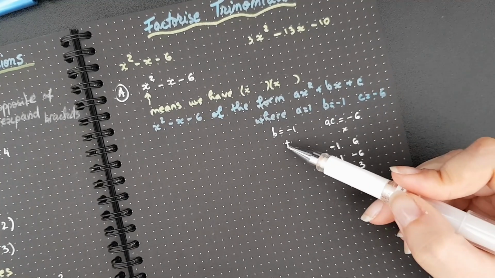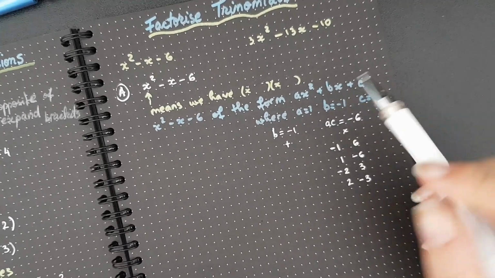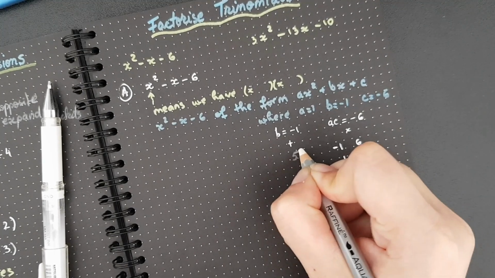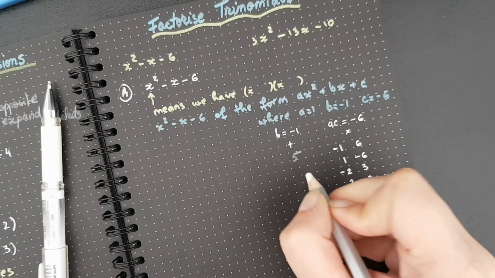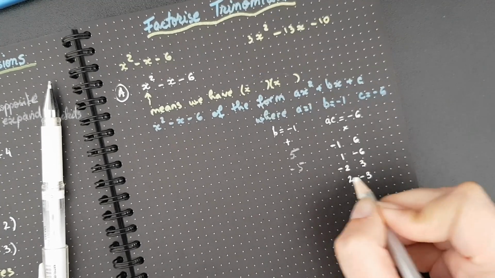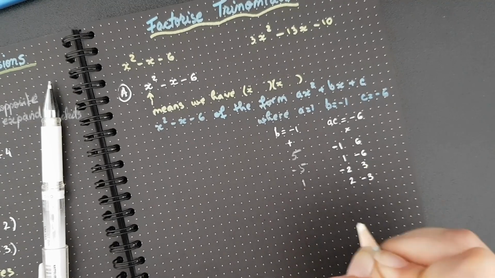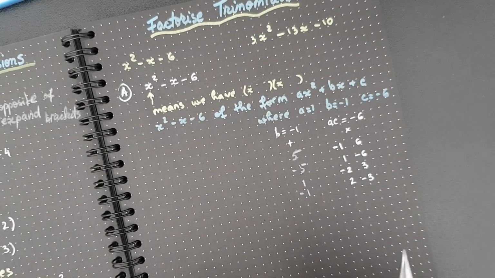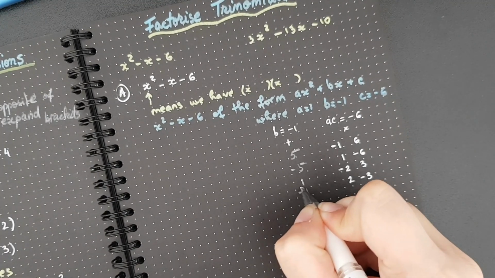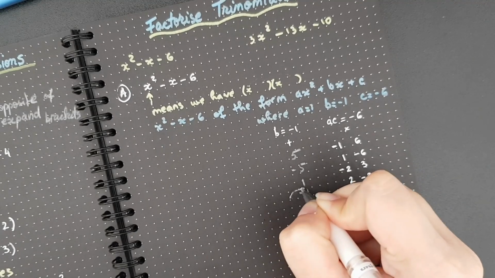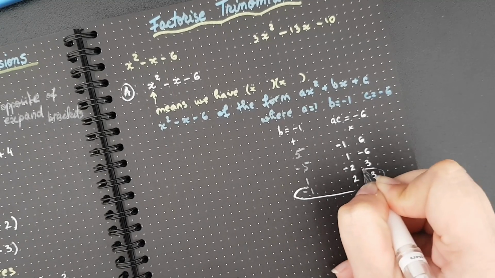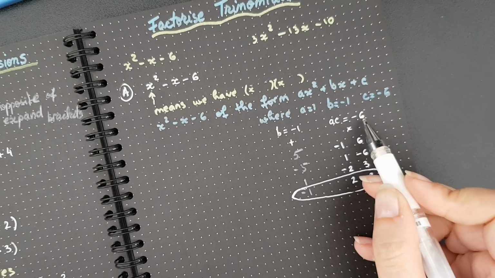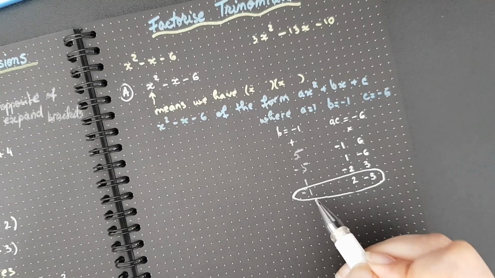Now the issue is I need to add these two numbers to give me -1. So if I do -1 add 6, that gives me 5. If I do 1 take away 6, that gives me -5, so it's not the first two. -2 plus 3 gives me 1. And then 2 take away 3 gives me -1. So the one that I'm actually looking for is the last one. So this is the pair that I'm looking for, because these two numbers follow what I'm looking for. They multiply together to give me -6, and they add together to give me -1.